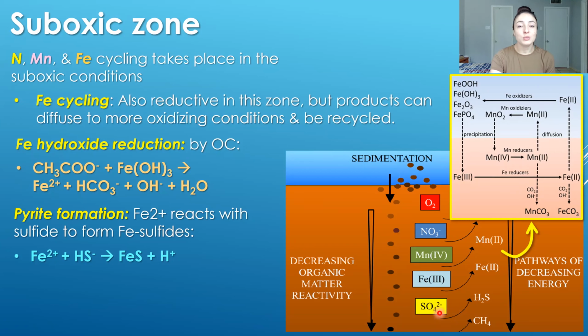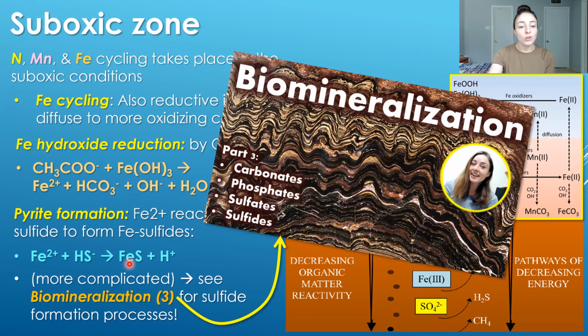In this zone, sulfate gets reduced to form sulfide, and sulfide can react with ferrous iron to form iron sulfides. The most common of which that you probably know of is fool's gold, otherwise known as pyrite, or FeS2. However, iron monosulfide and other sulfides form as precursors to pyrite, and pyrite formation as a whole is really complicated and not fully understood. I talk way more about the hypotheses behind mechanisms that lead to pyrite formation in my part 3 biomineralization video, as shown here, and I will link it up here in the right corner if you want to go check that out.